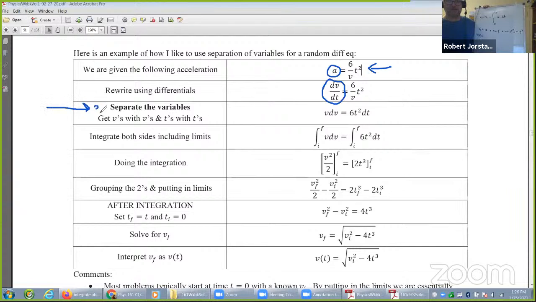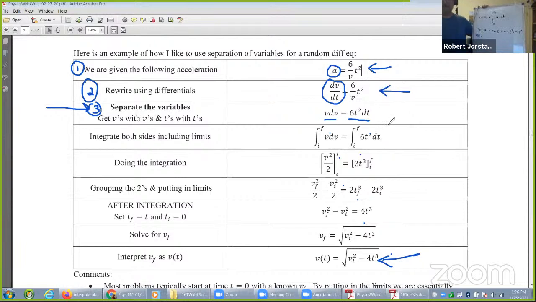I call this step 3 down below, so I'm going to put a bullet on this. So here's step 1, write the equation. Step 2, rewrite it using differentials. Step 3, separate the variables. I get the V's all on one side of the equation and the T's all on the other side. Then you can integrate and everything is exactly the same as what we just did. And so this is the solution to that differential equation.